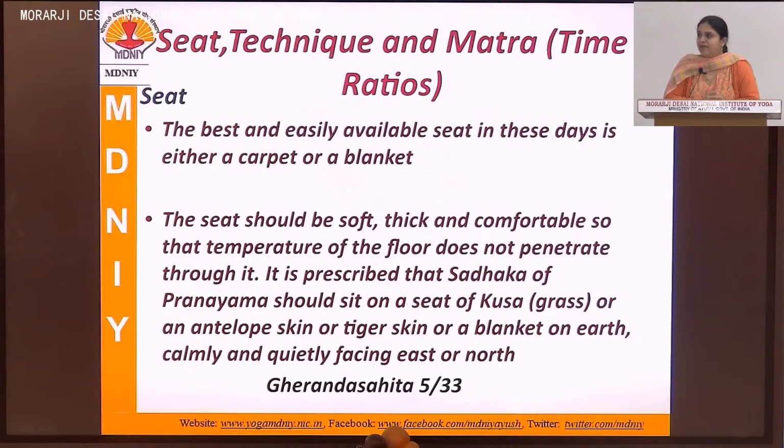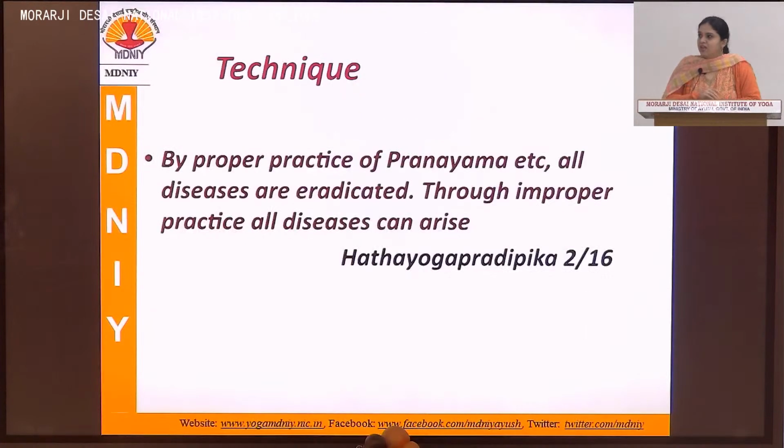Now the seat should be very comfortable, thick, and if you are practicing in winters, then you should not feel cold sitting on your mat. It is prescribed, in the traditional text basically it is mentioned, that the sadhaka of pranayam should sit on a seat of kusha grass or tiger skin, and in recent times we can sit on a comfortable mat or blanket facing the east or north side. We should face towards the east or the north side. This is very important.